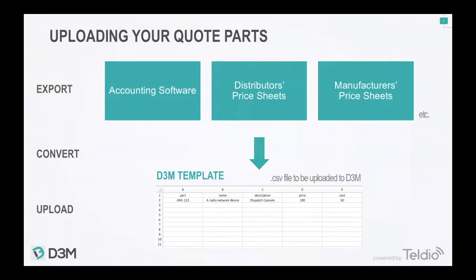And really, this could come from any sources. It can be coming from your accounting software, where you can actually export usually a CSV or an Excel format of your documents, of your parts list. It could be coming from distributors' price sheets or manufacturer price sheets.